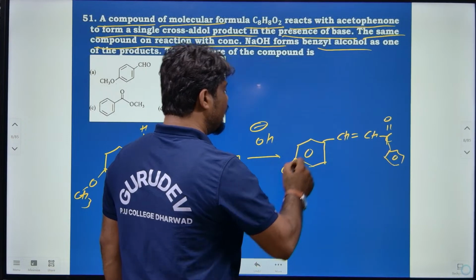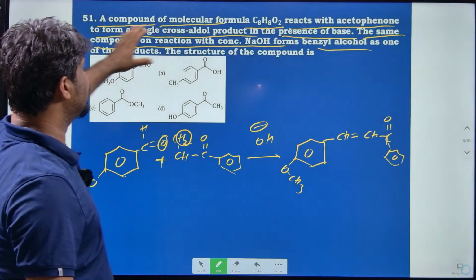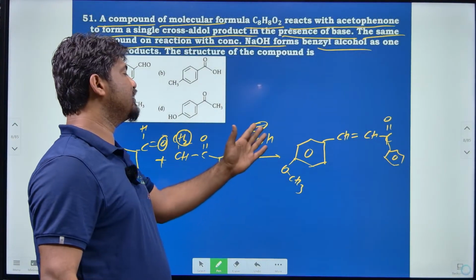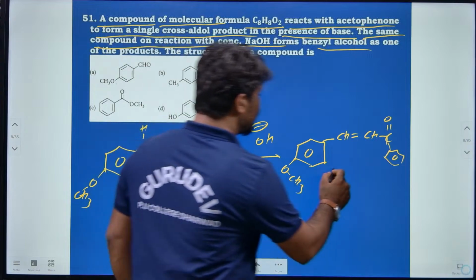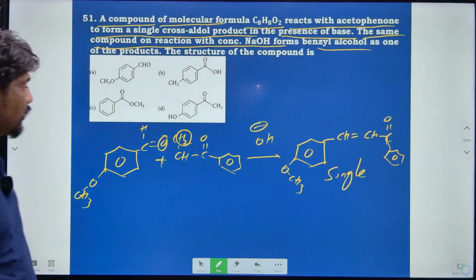Along with that, there is a formation of the cross aldol. Like this, this first molecule reacts with acetophenone in the presence of base, and it forms a single cross aldol molecule.